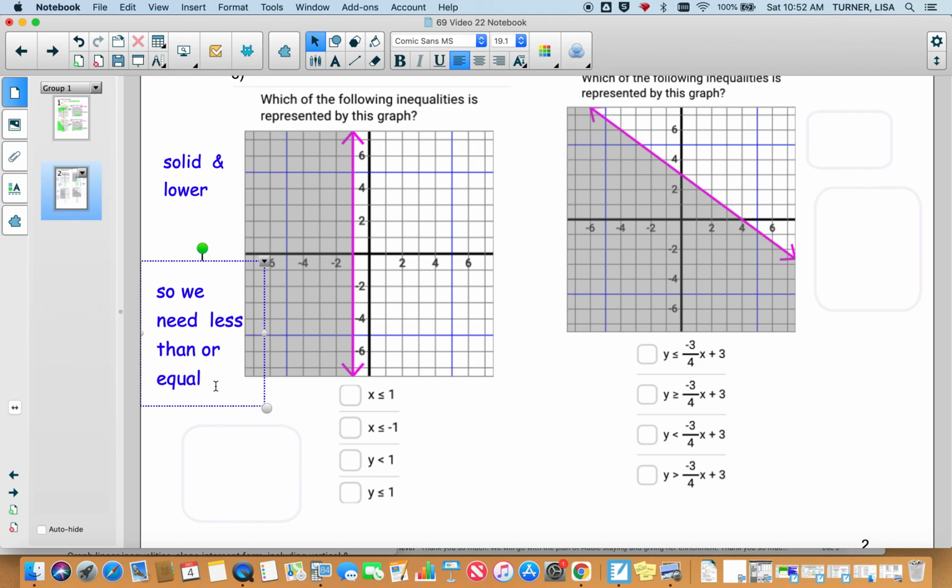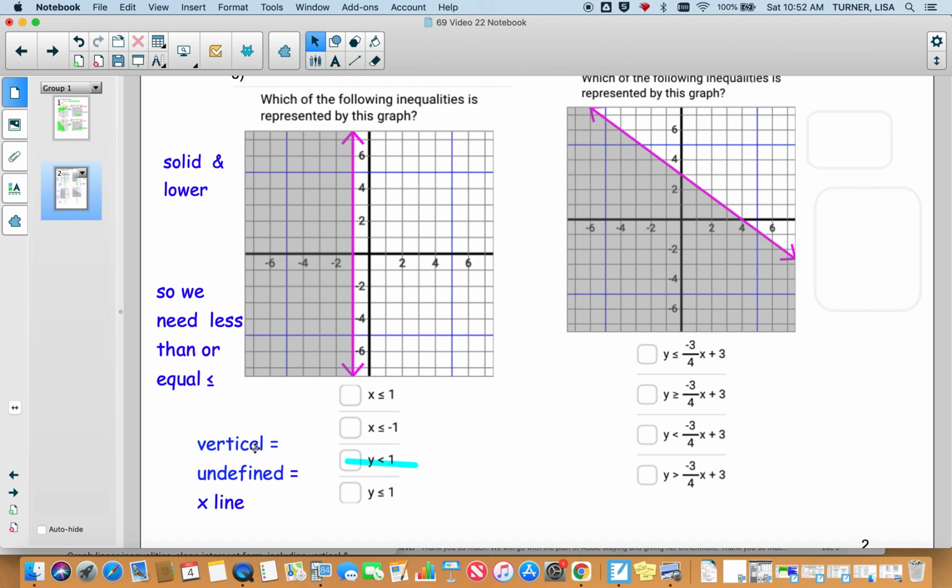Less than or equal to, all right? And so I need that symbol. Well, that's not less than or equal to. And I see I have a bunch of less than or equal tos, but this is a vertical line. It's cutting through the x-axis. I know that's an undefined, that's an x line, and so I can get rid of this. And it's really hitting at -1, and so my answer is this one. All right? So pause and write those notes down.